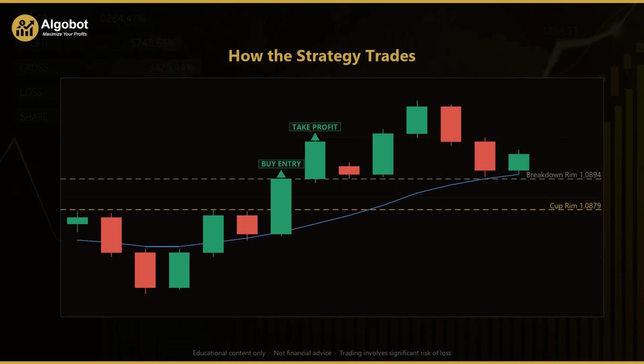Watch the candles that follow. Price dips to a low that becomes the left rim of this inverted cup, then arches upward through the middle to a peak, the highest point of this base, before curving back down to a right rim that sits roughly level with the left. The gray dashed line marks the breakdown rim at 10.89.4.